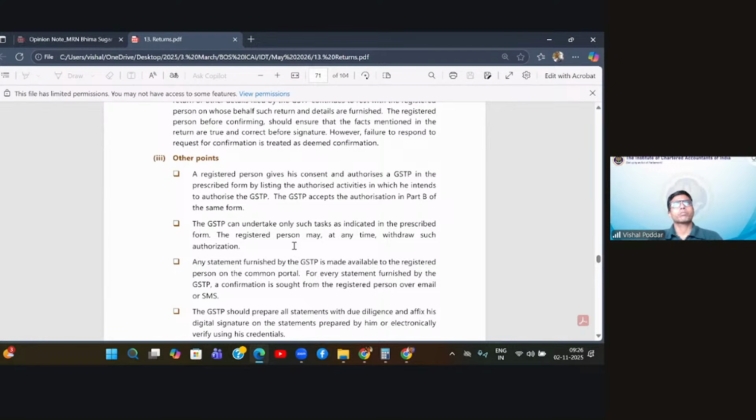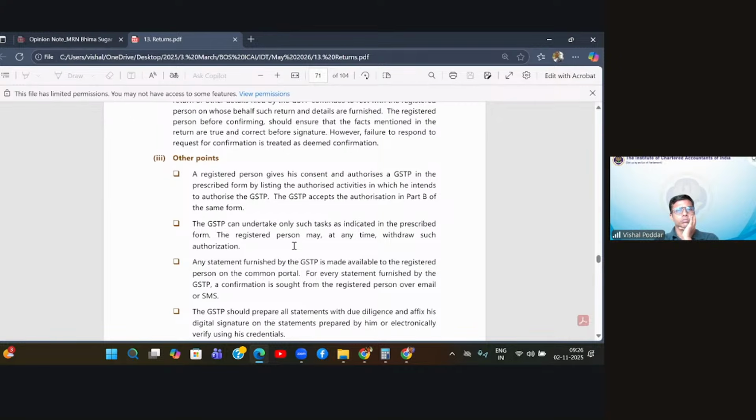Other points. A registered person gives his consent and authorizes the GSTP in the prescribed form by listing the authorized activities in which he intends to authorize the GSTP. The GSTP accepts the authorization in Part B of the same form. The GSTP can undertake only such tasks as indicated in the prescribed form. The registered person may at any time withdraw such authorization. Any statement furnished by the GSTP is made available to the registered person on the common portal.